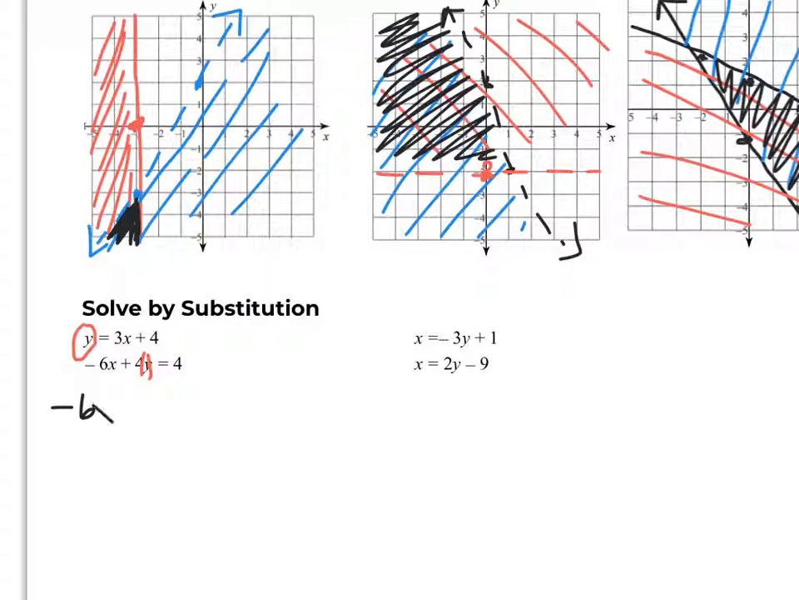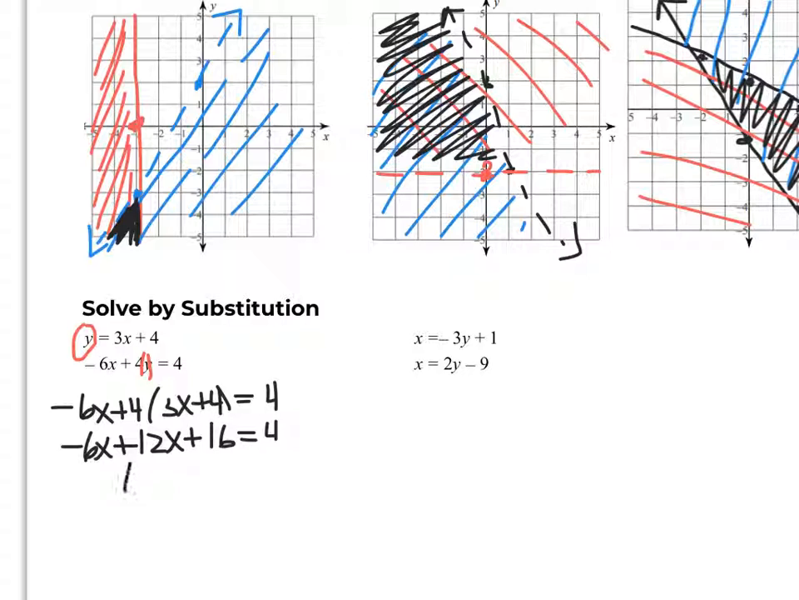So negative 6x plus 4 times, substitute in your equation, 3x plus 4 equals 4. And then do your thing, distribute, combine like terms, yada yada. So negative 6x plus 12x plus 16 equals 4. So 6x equals negative 12. x equals negative 2.